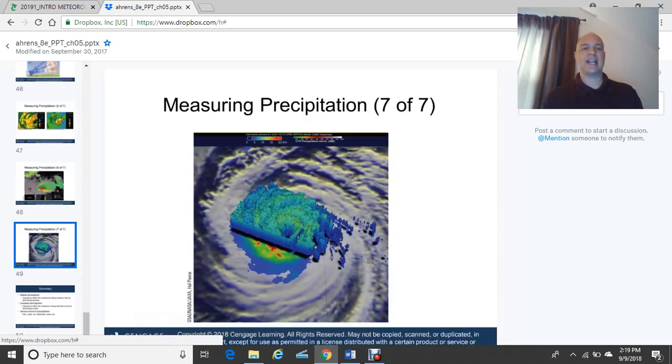This just shows you a scan through a hurricane by one of the aircraft. Their mission is to fly through these things and over the top at different altitudes and get a good estimate of the precipitation that's falling from these storms.